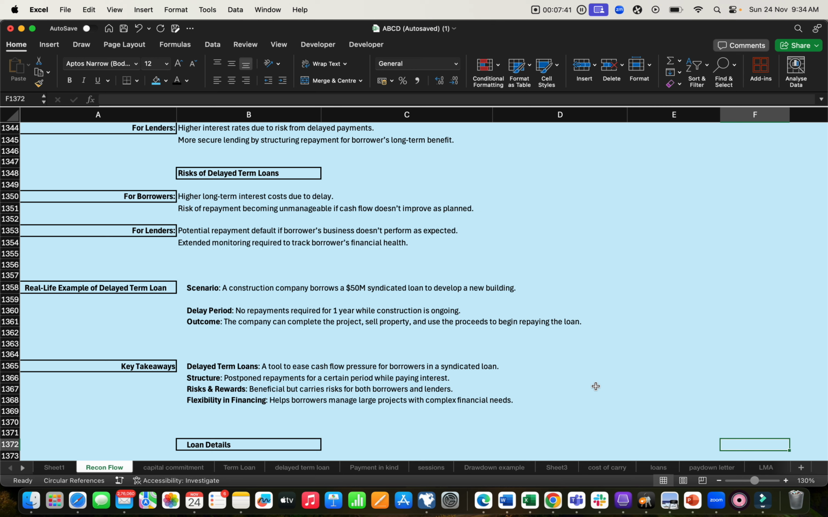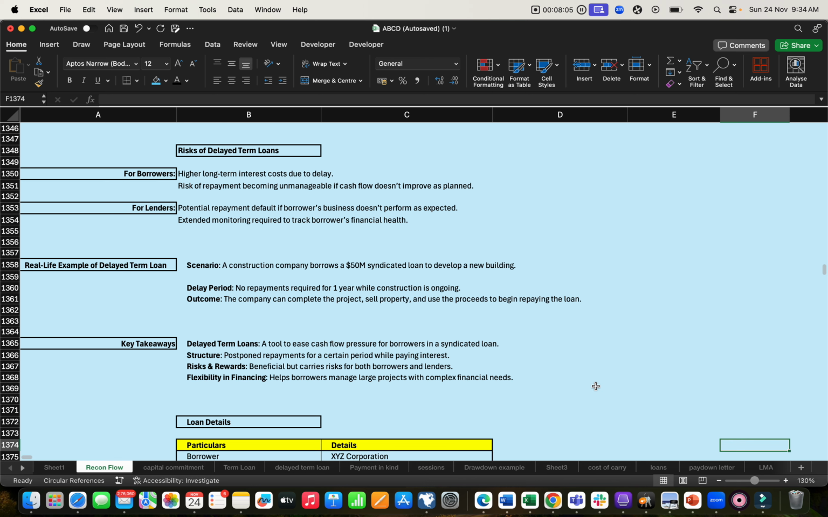The outcome: the company completes the project, sells property, uses the proceeds to begin repayment. So what he did, the construction company builds the property and starts reselling it. Maybe he has some shop complex, or some flats, or some apartments. So accordingly he will sell and he will start the repayment. So this is a perfect strategy or perfect business plan.